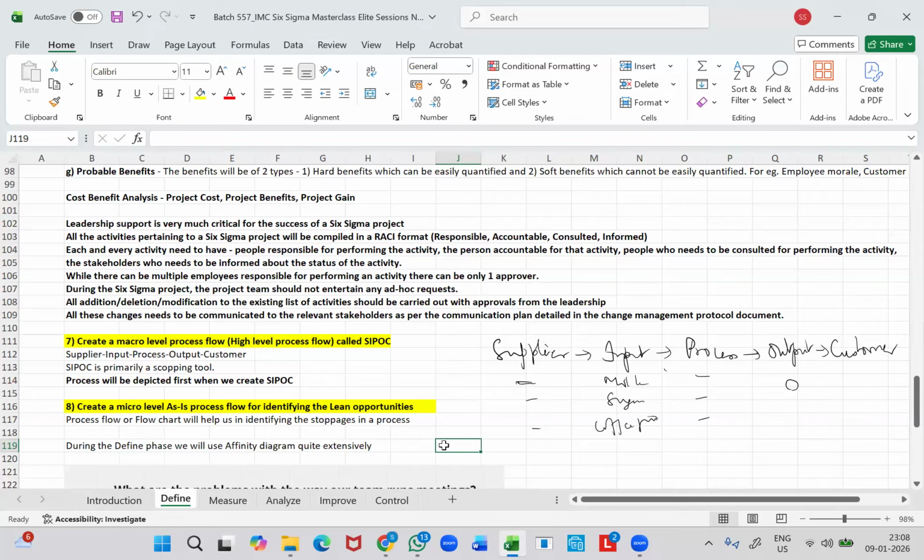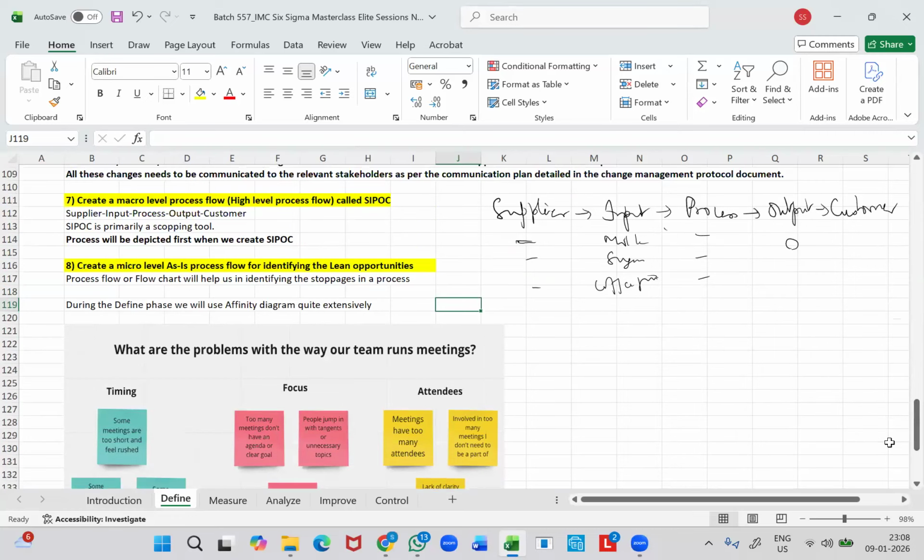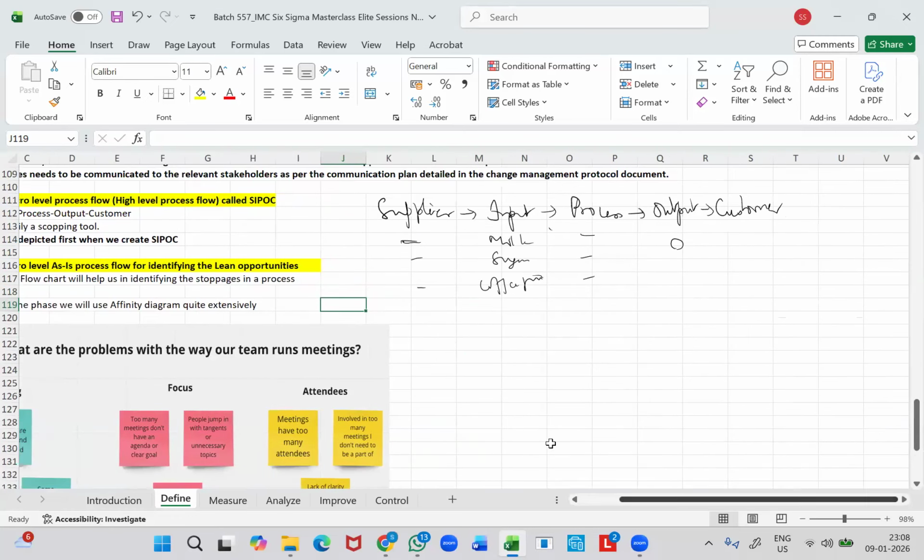So we can also come up with the VSM, as-is VSM, in order to identify the lean opportunities existing for me in the process, right? So when we have multiple teams working in that particular process, we can also think about coming up with the swim lane process diagram. So swim lane process diagram will have segregation of the multiple teams.